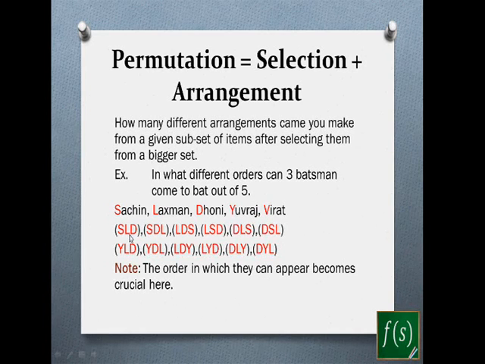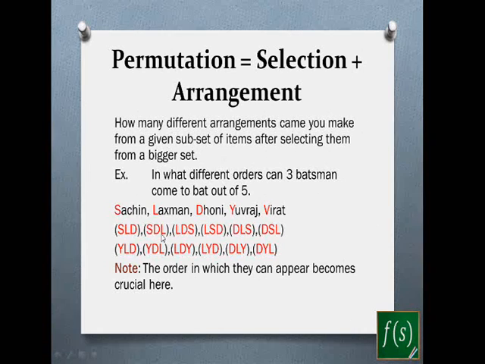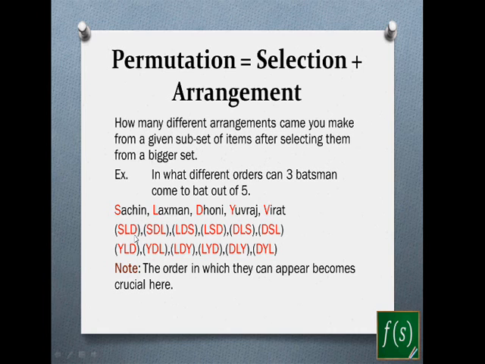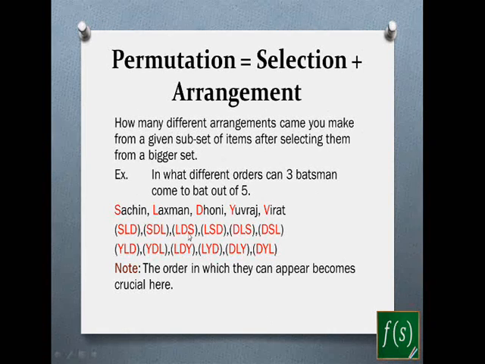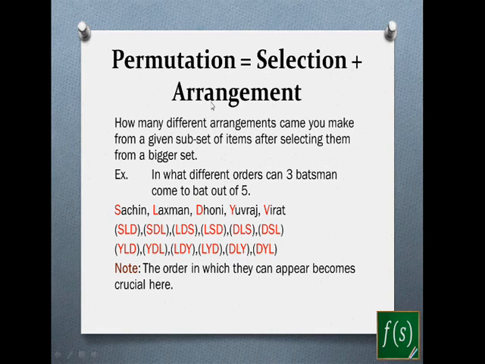So if you select Sachin, Lakshman and Dravid as your top 3 batsmen, the order can vary. Dravid can come before Lakshman, or Lakshman can come before Dravid. Of course, these two are different cases as far as permutation is concerned. So permutation is nothing but combination plus arrangement, selection plus arrangement.